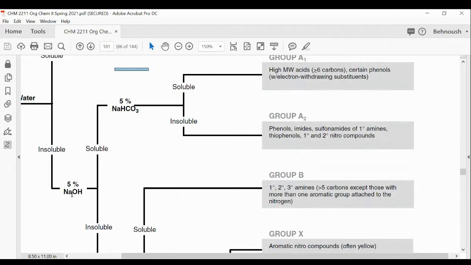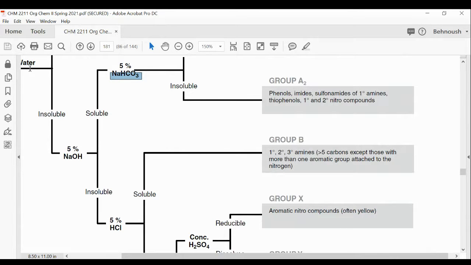If it dissolves in sodium hydroxide, then we know it's an acidic compound. It could be carboxylic acid or phenol. And since we don't know which one it is, we are going to continue with sodium bicarbonate. Now, if it dissolves in sodium hydroxide and also dissolves in sodium bicarbonate, it's going to be carboxylic acid. If it dissolves in sodium hydroxide, but it doesn't dissolve in sodium bicarbonate, it's going to be phenols.